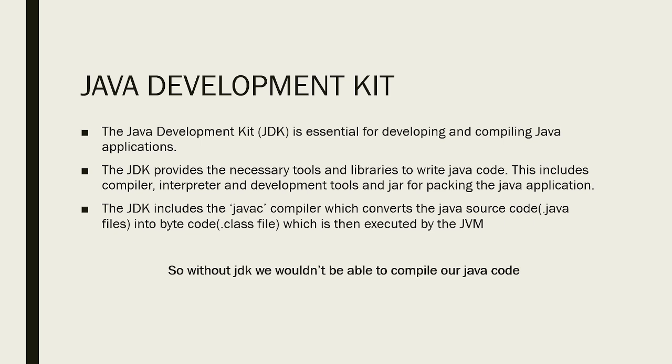So, what is JDK? JDK is an essential tool for developing and compiling a Java application. Without JDK, you cannot compile Java applications. JDK provides the necessary tools and libraries to write Java code. This includes the compiler, interpreter, and all of the needed tools which are used for Java applications.